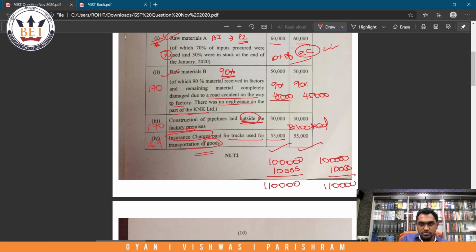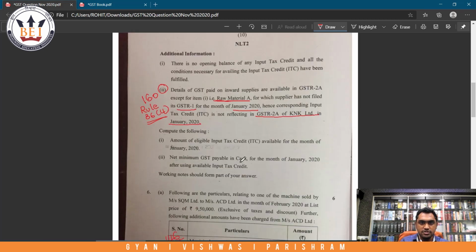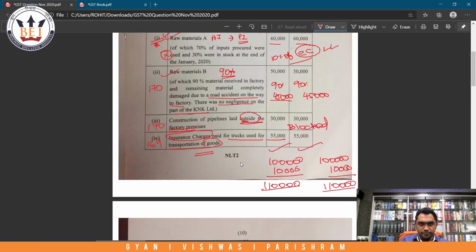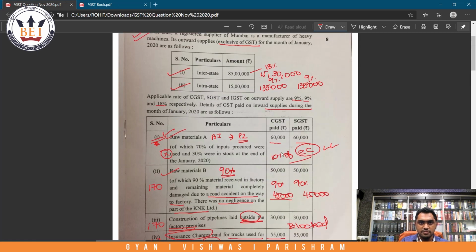1,10,000. Yes, all of you. So this answers our question. First question: amount of eligible input tax credit for the month of January, then net minimum GST payable in cash. As per the set off rules we studied, this 1,10,000 and 1,10,000 will first be set off against respective CGST and SGST credit. So it will get set off here, 1,10,000, 1,10,000.